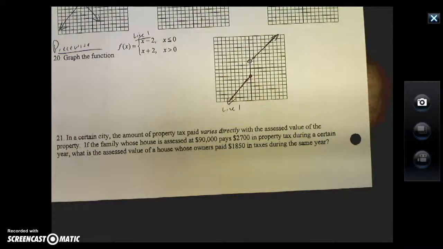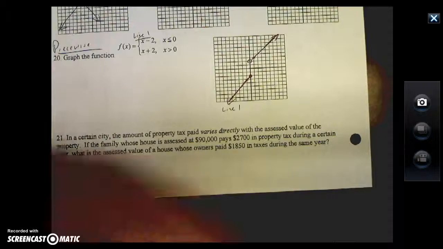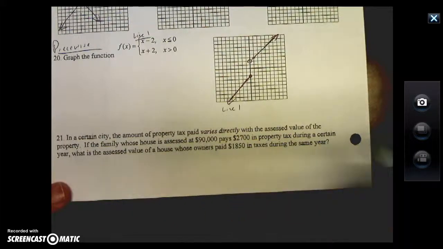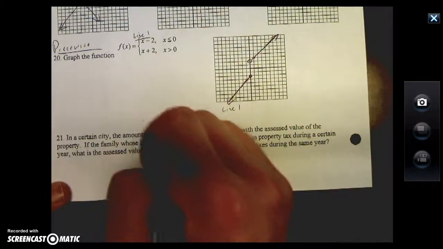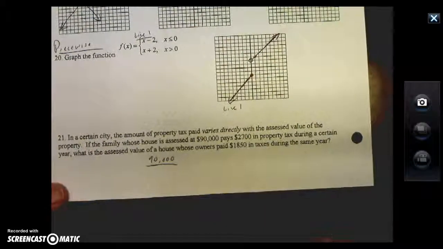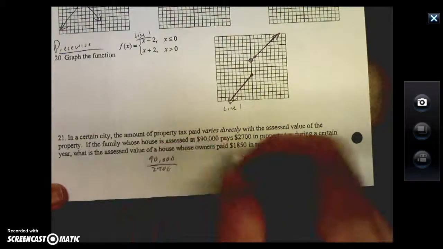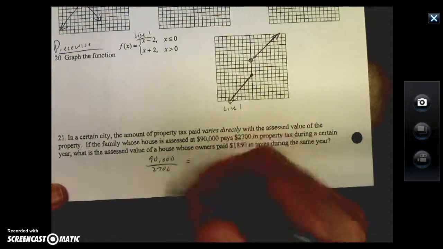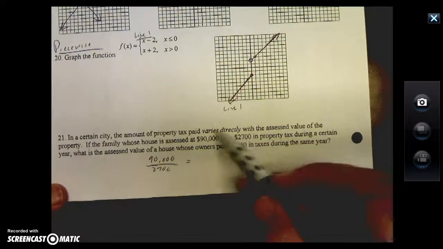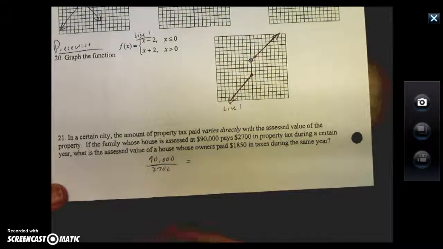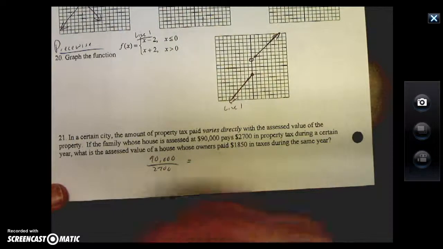Now, there's two ways to do this. I'm just going to share with you guys the one way I think is a little simpler. We're talking about comparing two things, so we're going to create a proportion. The people that pay $90,000 a year have a property tax of $2,700. So we know that has to be the same rate, okay? It's why it says varies directly. So the same constant there has to be.